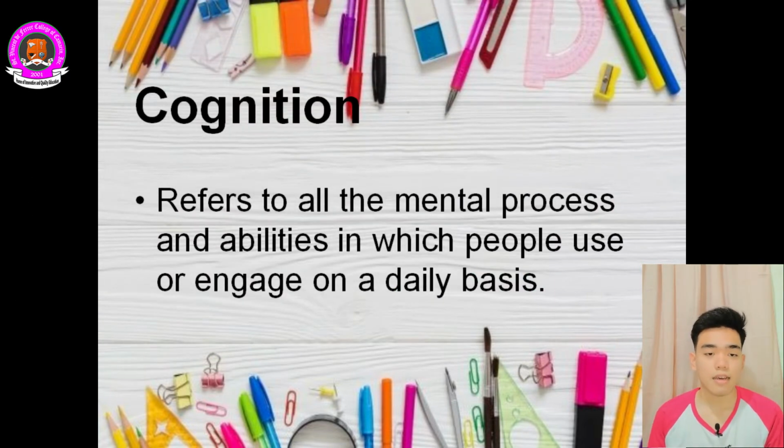So, next slide. Next is cognition. It refers to all the mental processes and abilities that people use or engage in on a daily basis. Basically, cognition is the process of acquiring knowledge and understanding through experience, thought, and the senses. Examples of cognition are thinking, knowing, remembering, judging, and problem solving.